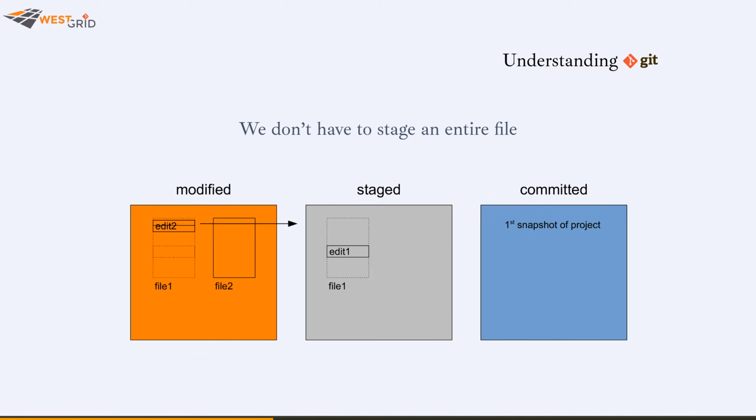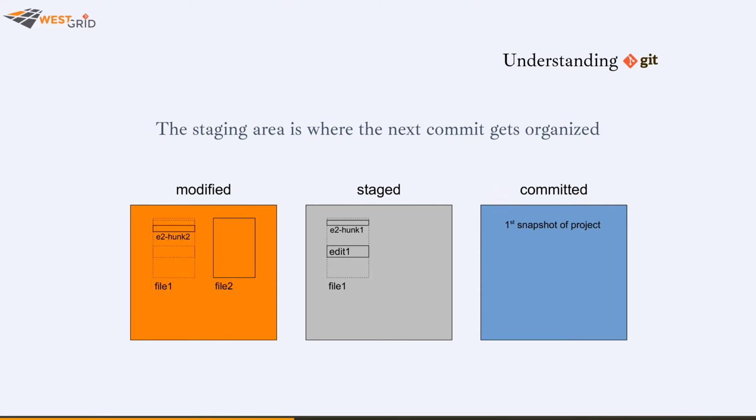Also, we don't have to stage an entire file. For instance, that edit 2 of file 1, we can stage only a little bit of that modification. It's called a hunk. And the command for this is git add -p file 1. And that will start some more complex code that we'll go over, but just realize for now that you have a lot of flexibility in what you decide to stage.